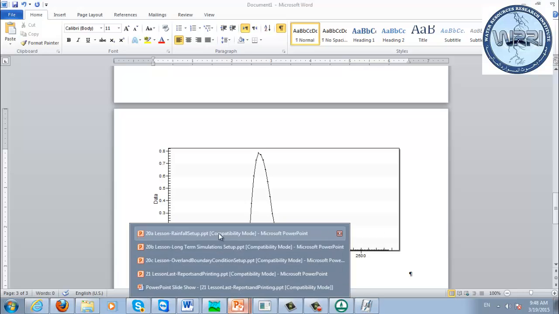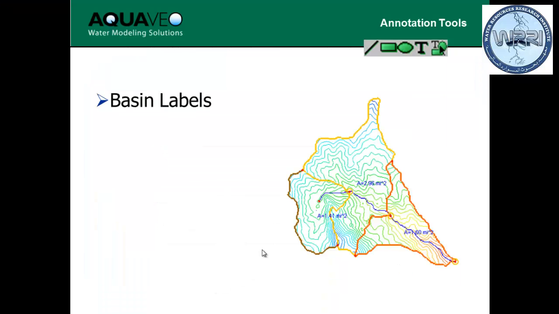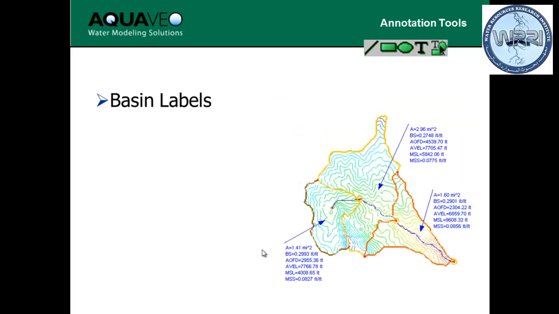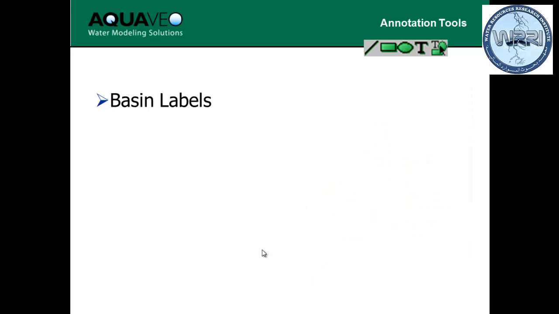So if you have an HMS model or a HEC1 model, you can have basin labels. And there's a basin label tool that allows you to change where these basin labels are located. So I can move them off to the side of my watershed. So this is the basin labels tool. Move them off to the side of my watersheds.